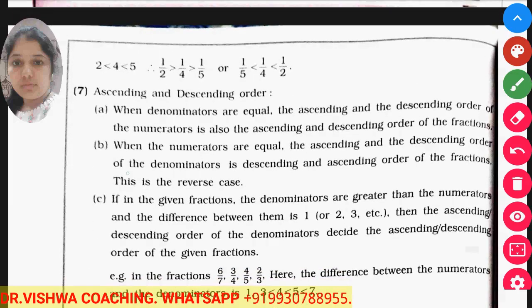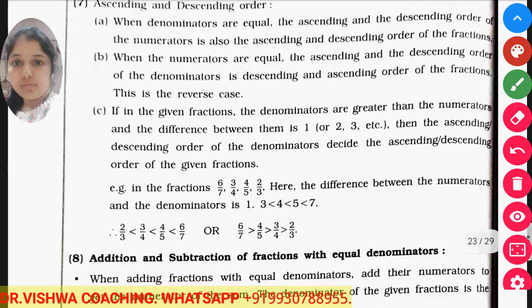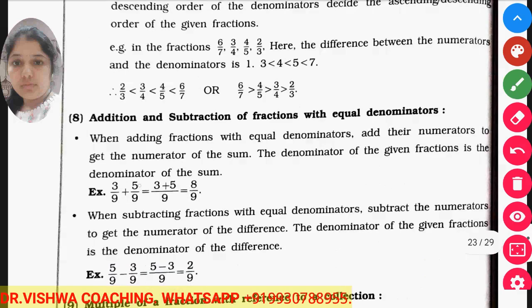Ascending and descending order we will arrange by checking the equal numerator or denominator. If numerators are equal, smaller denominator, greater fraction; greater denominator, smaller fraction. If denominators are equal, then greater numerator, greater fraction. Okay, now addition and subtraction of fractions with equal denominators. So when we add two fractions which have equal denominators, the sum also carries the equal denominator, and we just add their numerators as shown here.